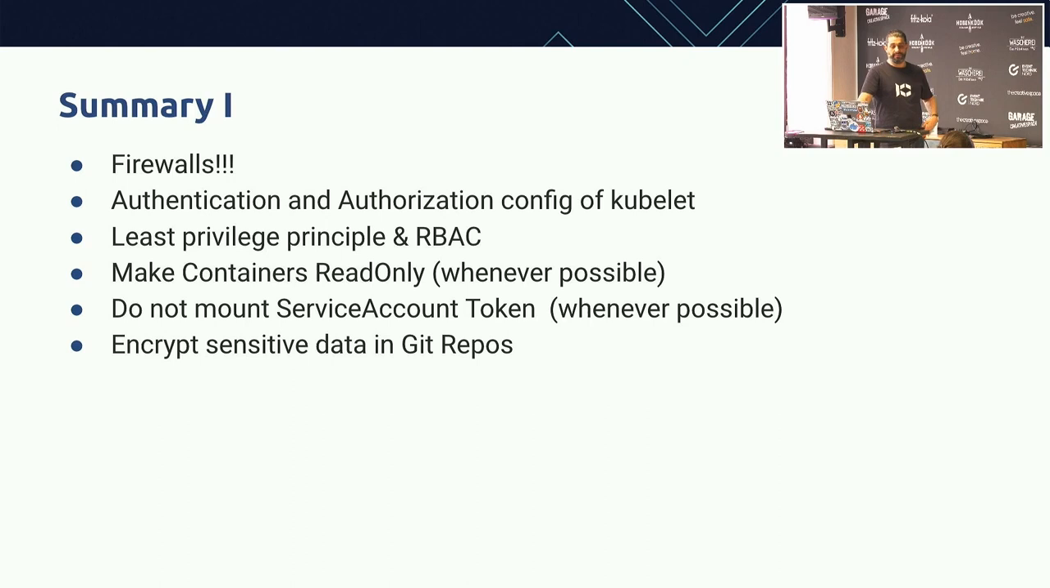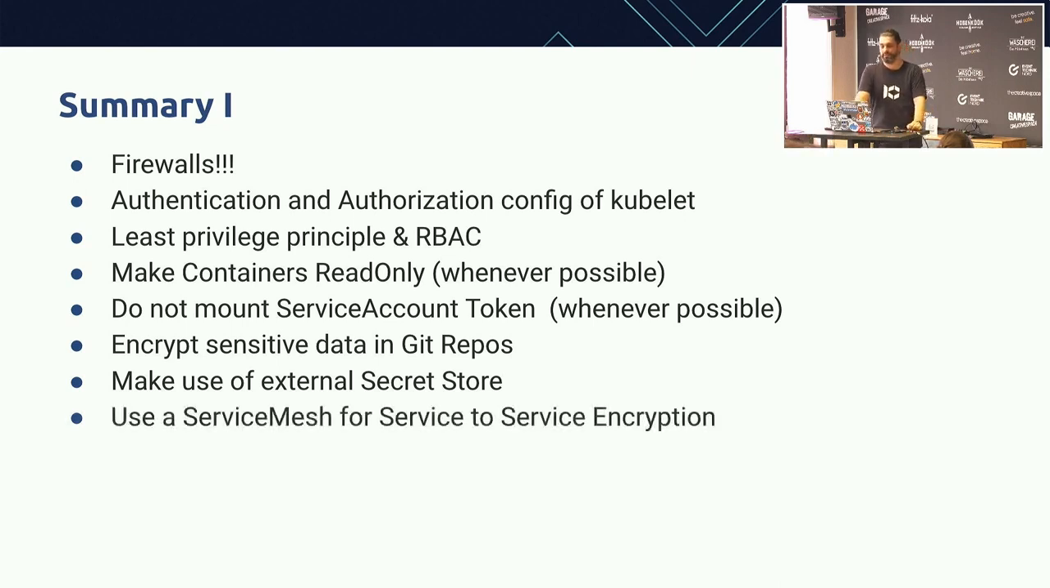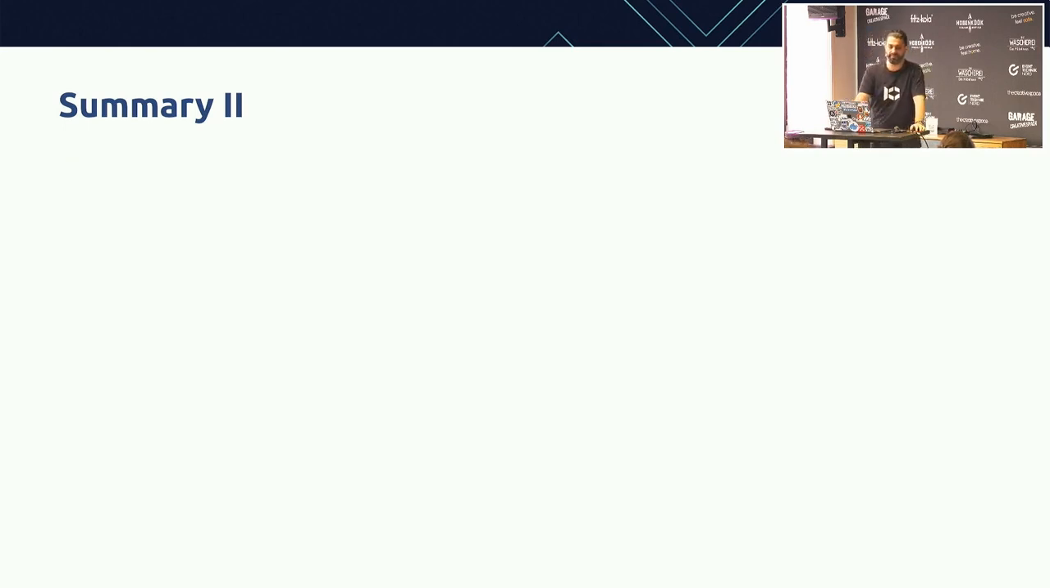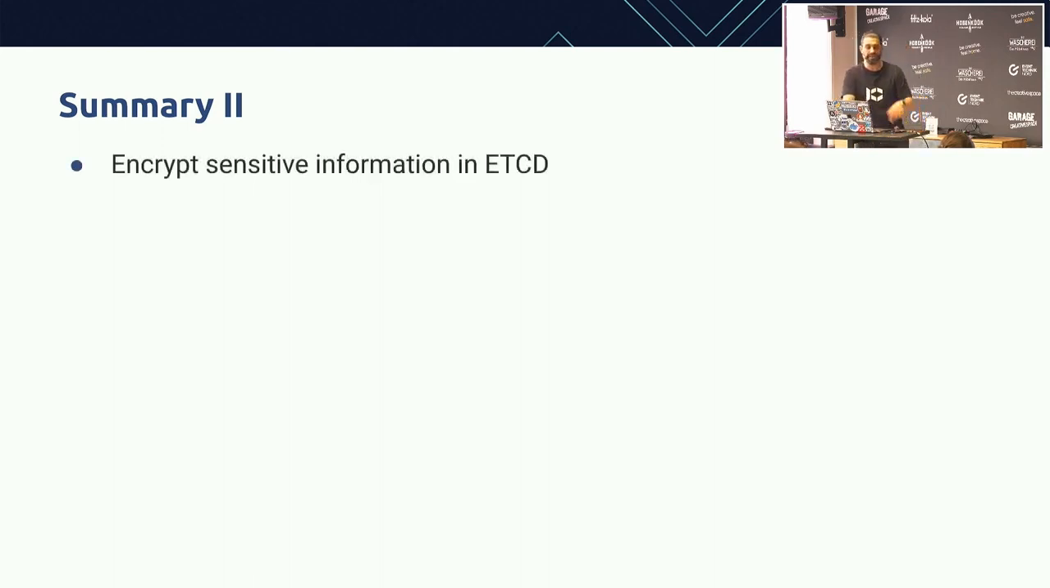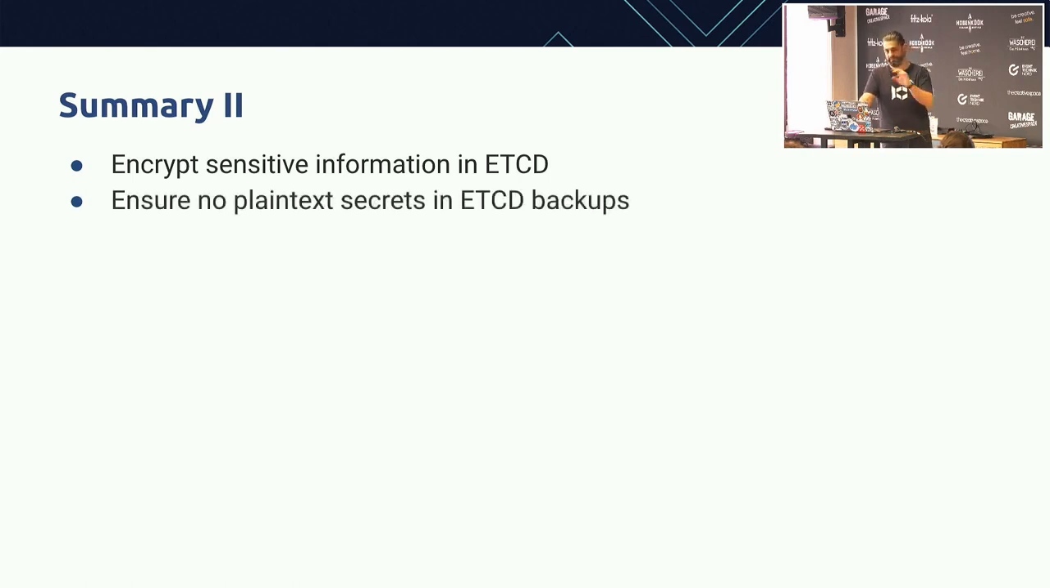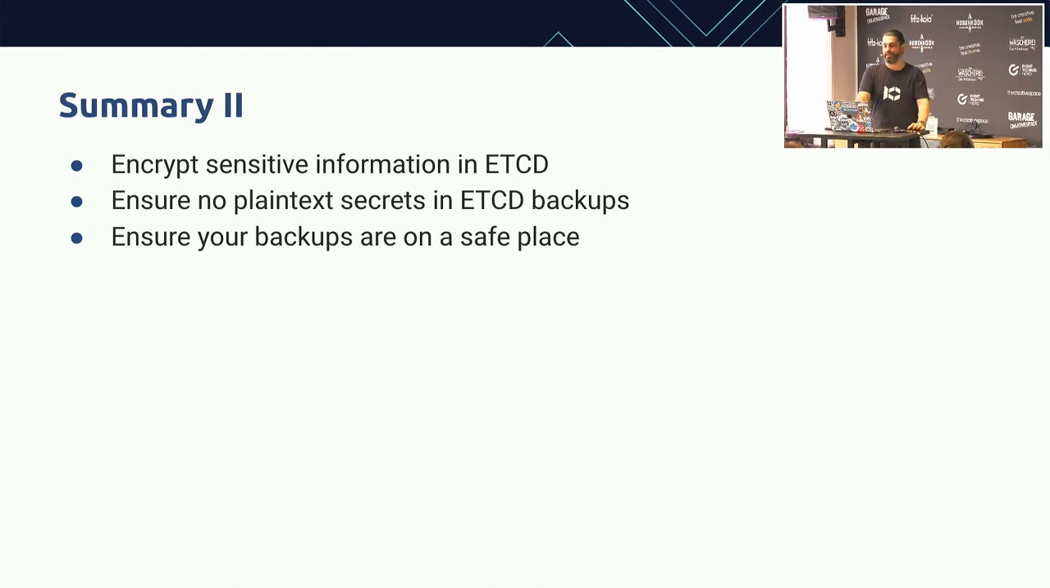Encrypt sensitive data. Preferably do not have sensitive data in your Git repos. If you have to, then encrypt them. Make use of an external secret store. It could be HashiCorp Vault, or anything else. Use a service mesh. Could be Istio, could be Cilium. Doesn't matter, it depends on your environment. On etcd, again, encrypt secrets at least. And on backups, make sure there are no plain text secrets. Of course, also ensure that your backups are in a safe place, so you don't put them inside an S3 bucket that is open to the public.